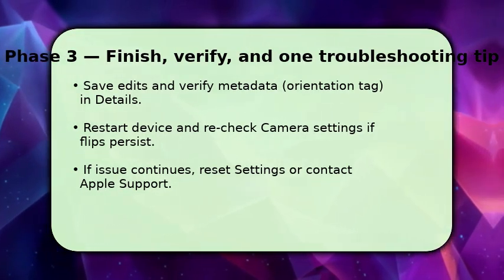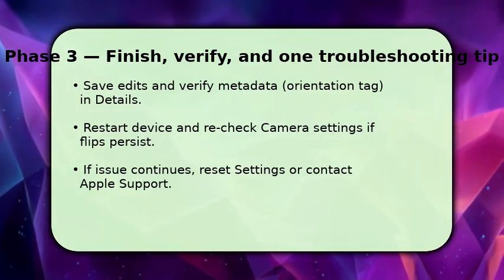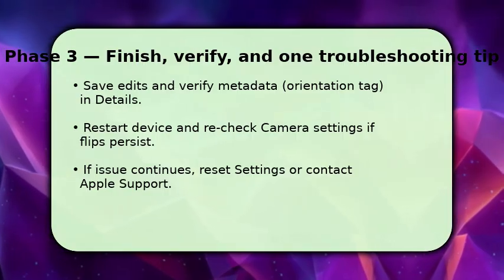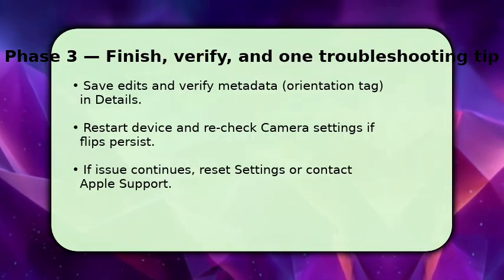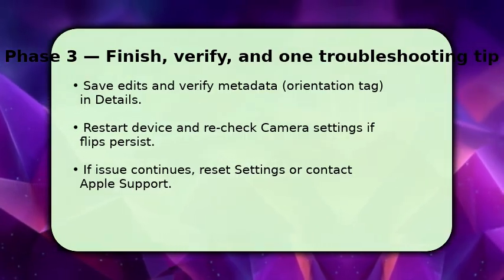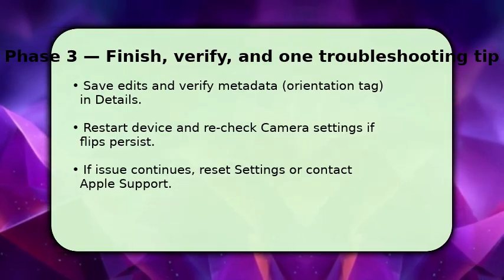If flipped photos keep appearing, restart the iPhone and recheck the camera and photo settings, because caches or temp glitches can reintroduce the behavior. As a final measure, reset settings or contact Apple support if the toggle is missing or metadata won't update. Troubleshoot step. Try exporting one fixed photo.